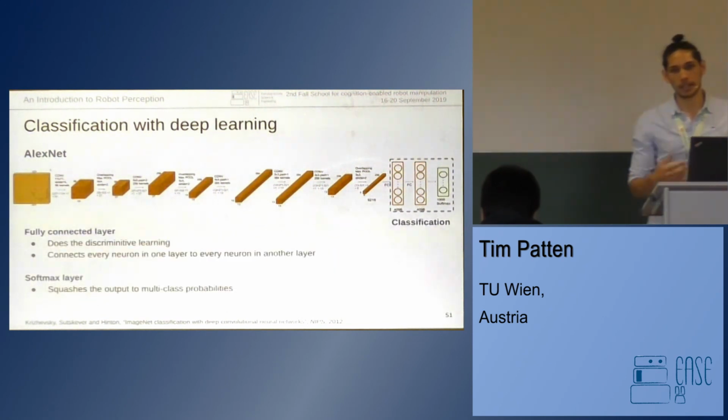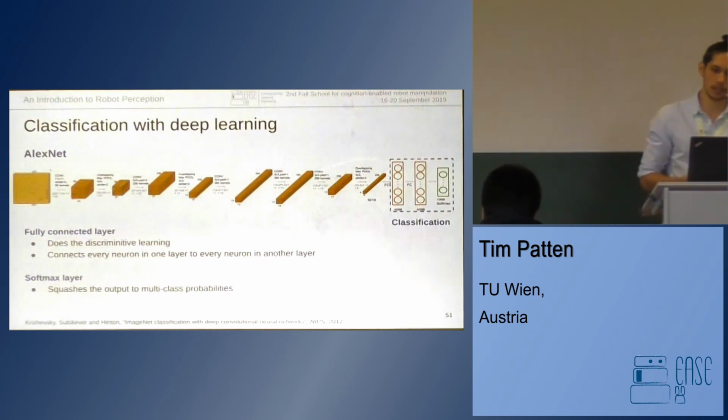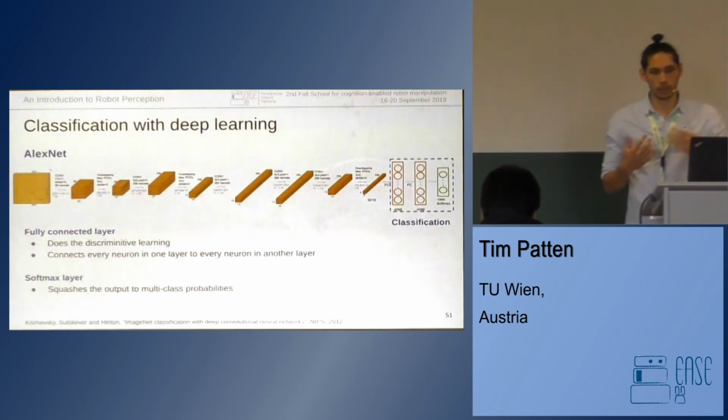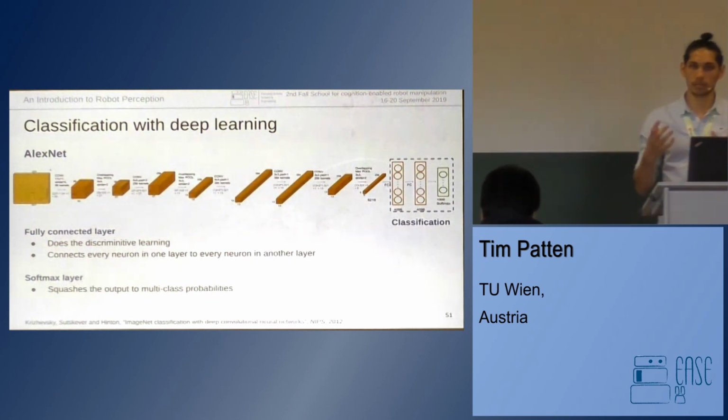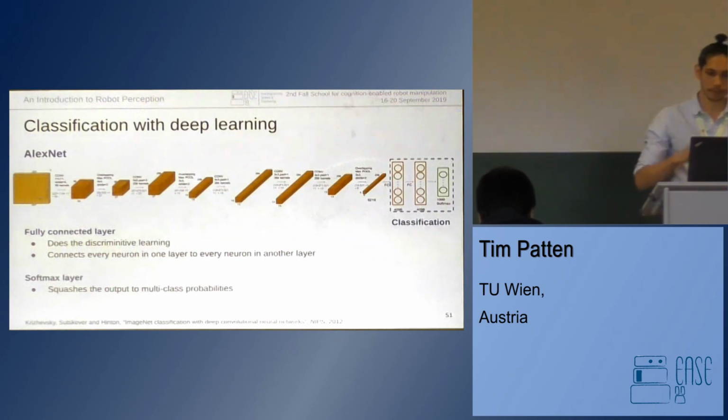And finally, at the end, with most CNNs, there is some classification stage, which is made up of the fully connected layers and the softmax layer. The fully connected layer is what really does this learning part. It does the discriminative learning in this self-supervised learning context. What a fully connected layer is, as the name says, it's fully connected, so every neuron from the input is connected to every neuron of the output. And then finally, the softmax layer just squashes all of this output into the multi-class probabilities.